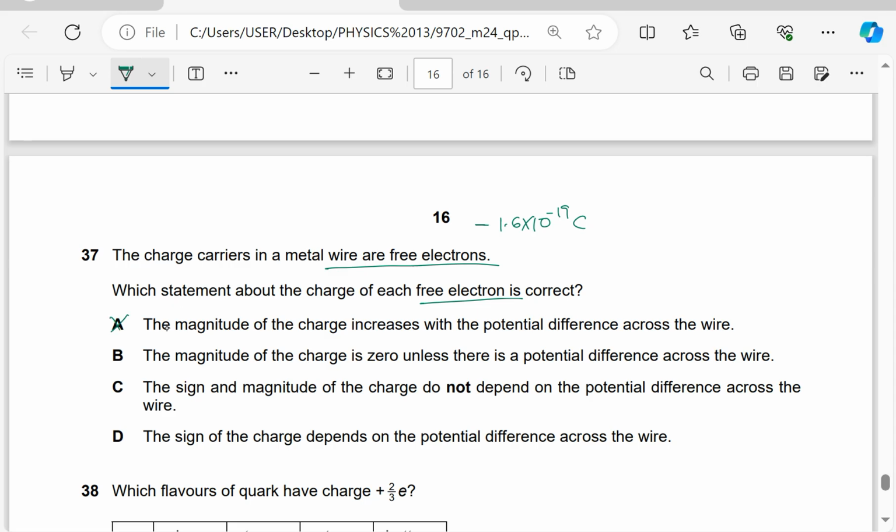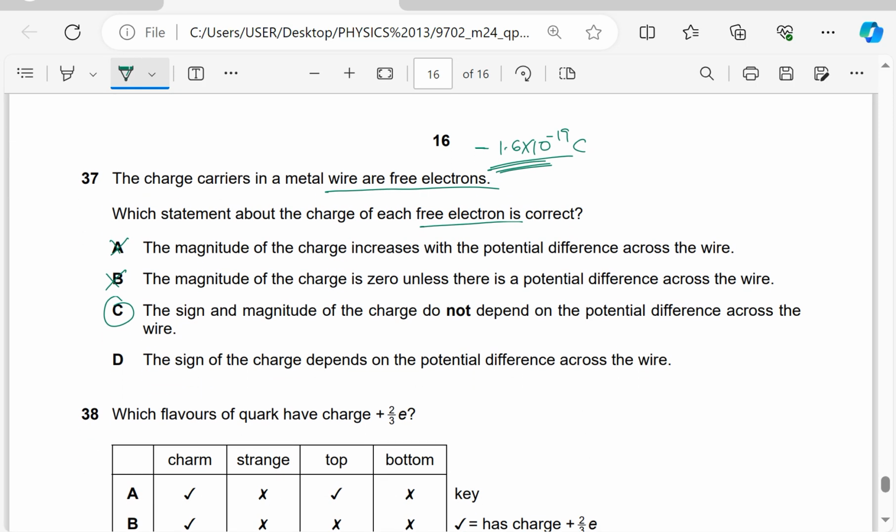The magnitude of the charge of an electron is still 1.6 times 10 to the power minus 19. The sign and the magnitude of the charge do not depend on the PD across the wire, so the answer is C. The charge of an electron has already been established to be 1.6 times 10 to the power minus 19 coulombs, and an electron is negatively charged, so it does not depend on the PD across the wire.